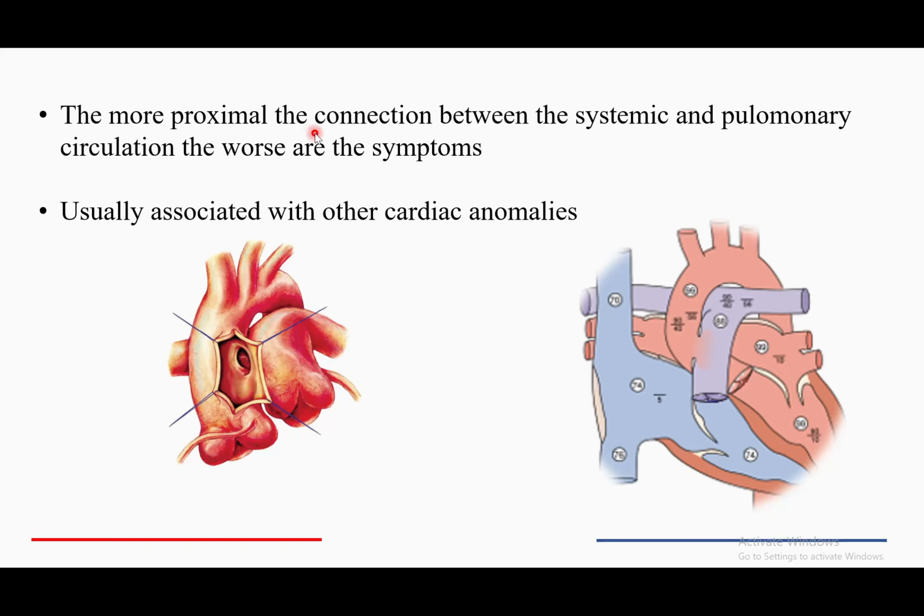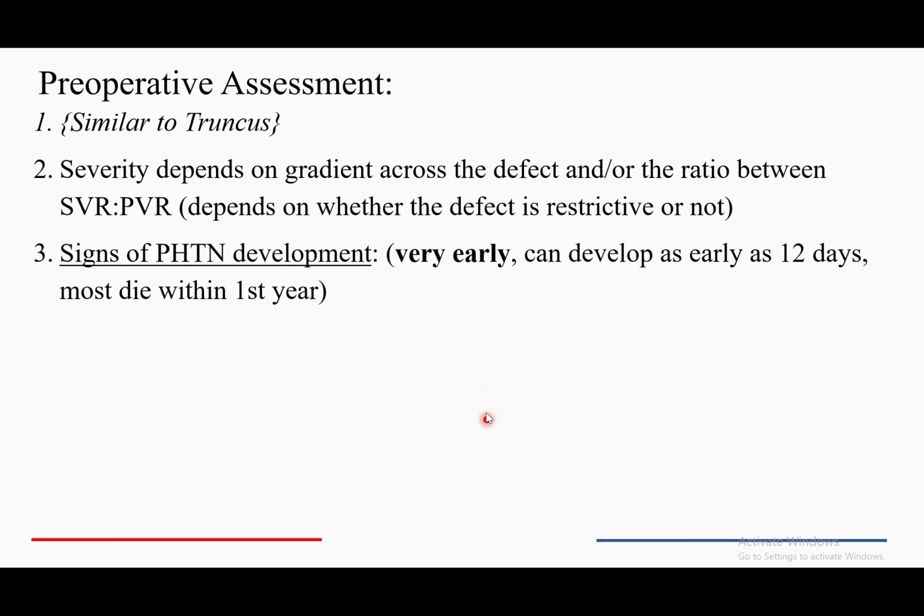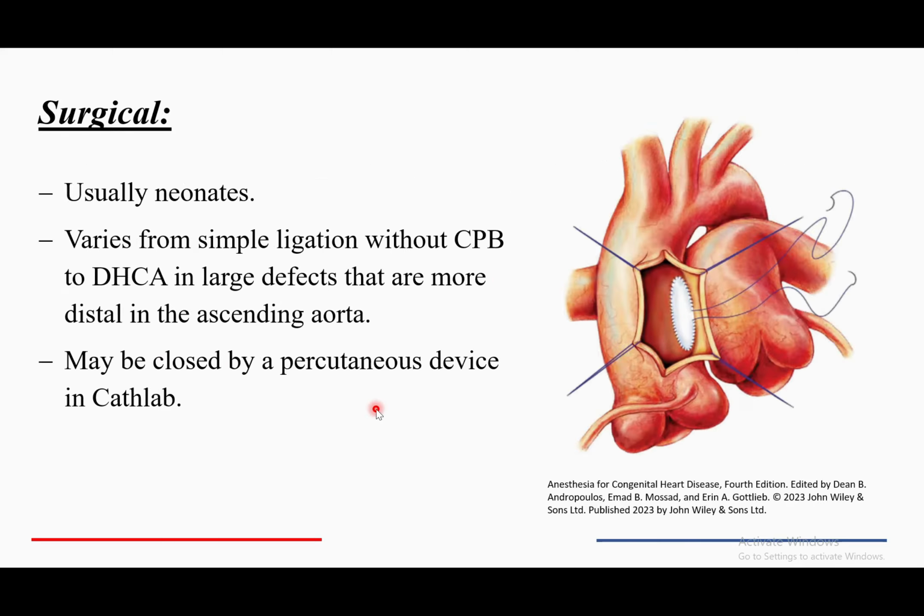The more proximal the connection between the systemic and pulmonary circulation, the worse are the symptoms. So an AP window is more severe than a PDA because the connection is closer to the heart than the PDA, usually associated with other abnormalities. Preoperative assessment is similar to the truncus. Severity depends on the gradient across the defect and/or the ratio between the systemic and pulmonary vascular resistance, depending on whether the defect is restrictive or not. Signs of pulmonary hypertension develop very early, as early as 12 days. Most die within 1 year, like the Truncus arteriosus.